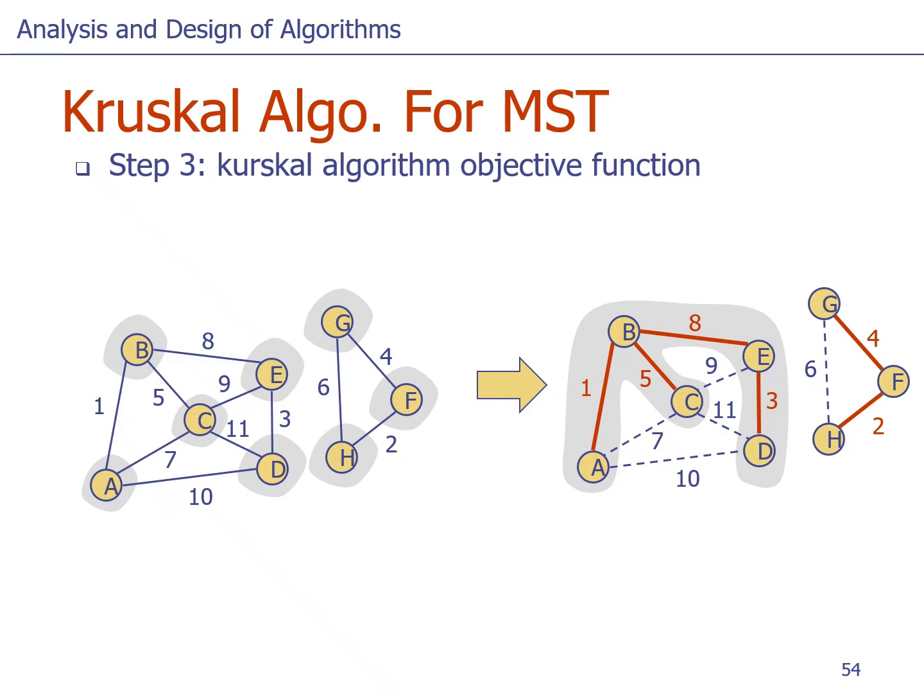So the objective function will pick 1 first. 1 is connecting A to B, so it will add it to the graph. Then it will pick 2 next, because 2 comes after 1, and it will add it to the graph. That will go between H and F.